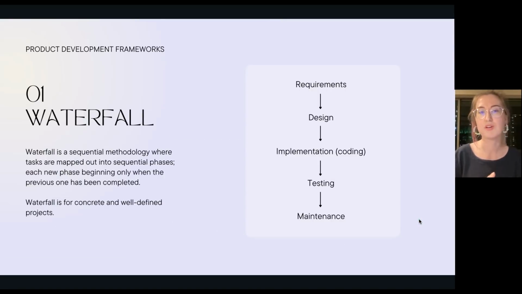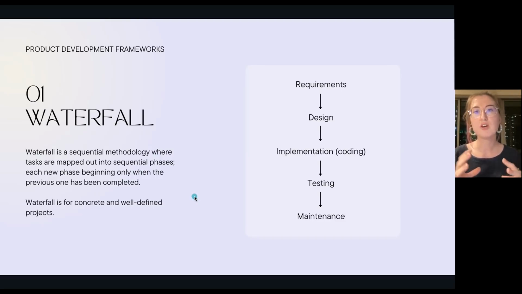Let's look at the first framework called waterfall. It is very sequential. It's like a waterfall where the first action has to happen before you move on to the next action. So let's say we're building an app. Well, first we need the requirements. We are building a budgeting app for millennials. Then I'm going to do some sketches. I'm going to draw the design. Then I'm going to give it to the developer who's going to code it. Then we're going to test it. And then we're going to finish the project and then maintain it to make sure that it is working well.